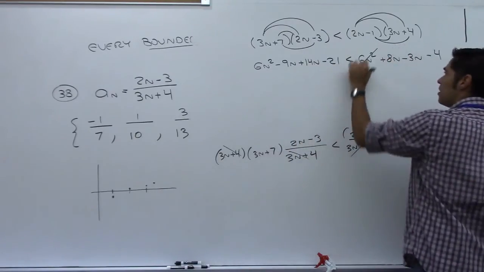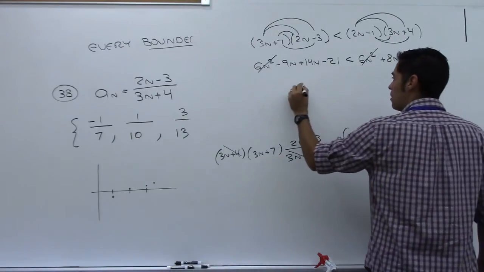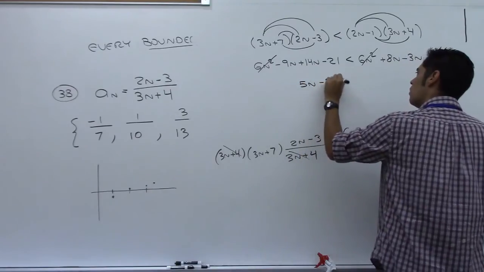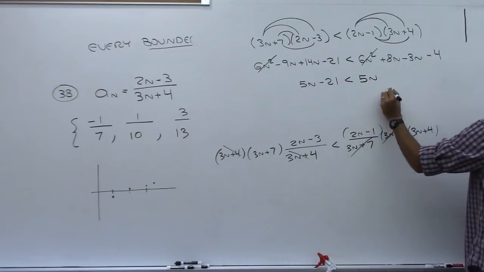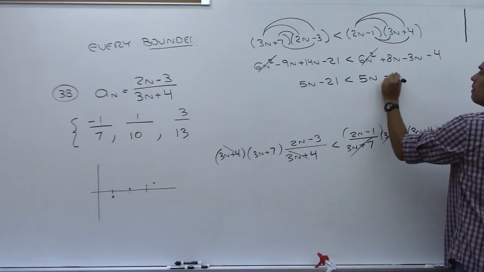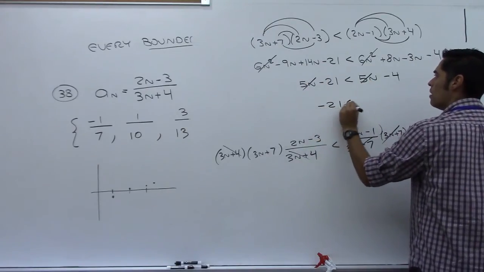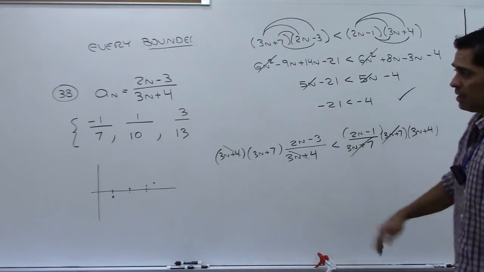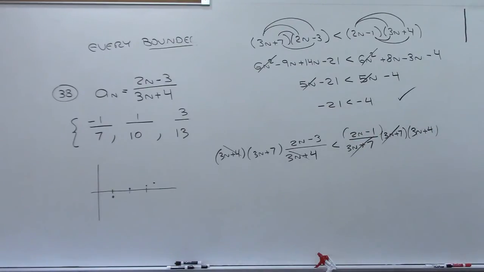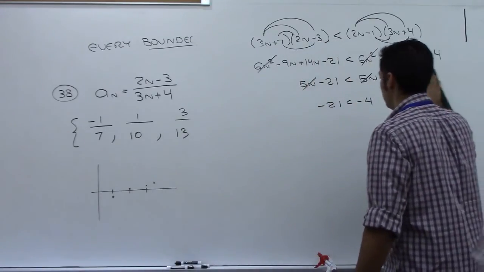So right away I notice I have 6n squared on both sides, so I can subtract it on both sides, it's gone. Negative 9n and 14n, that's 5n minus 21. Is that less than, let's see, 8n minus 3n is 5n again, right? 5n again, and then minus 4. Notice I have 5n on both sides, so I subtract it, it's gone. Get negative 21 is less than negative 4. Is that true? Yes, that's true always. So since that's true always, this thing is always increasing. So we are good to go. It is an increasing function, or increasing sequence.